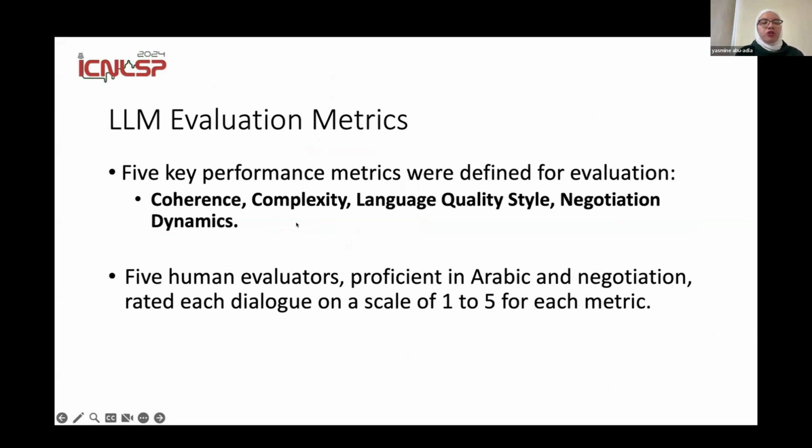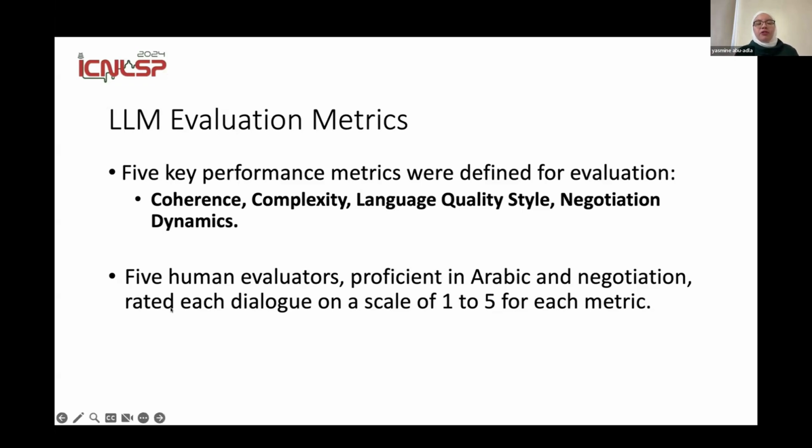we had certain key metrics that we defined. So coherence, which shows how logical the progression and structure of the negotiation dialogue is. Complexity in terms of depth of vocabulary, sentence structure, and negotiation tactics. Of course, here we're talking about the Arabic language. Language quality: grammar accuracy, how appropriate the vocabulary was, and fluency. Style, which is how appropriate the tone and the persuasive language was, and negotiation dynamics in terms of strategies.